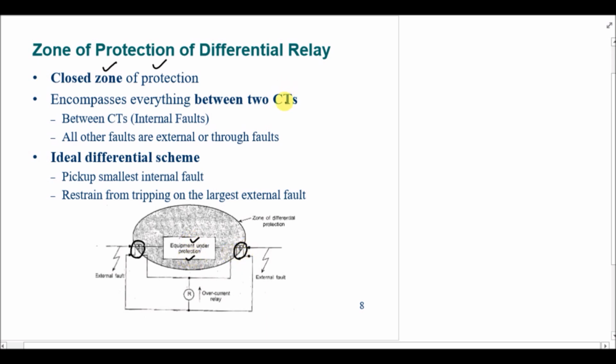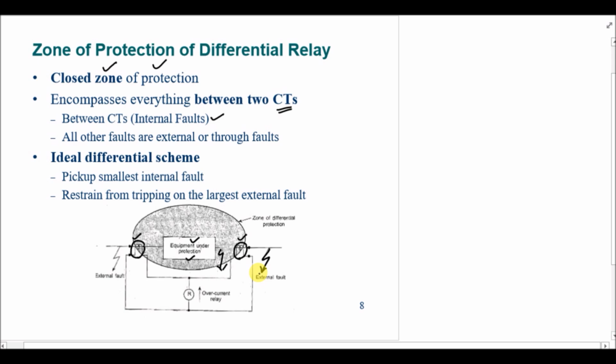So whatever is inside the two CTs is known as the zone or the closed zone of protection, and all the faults that are within the CTs' jurisdiction are known as internal faults, and the ones that are outside the zone of the equipment under protection, or outside the boundary of these two CTs, are known as external faults.